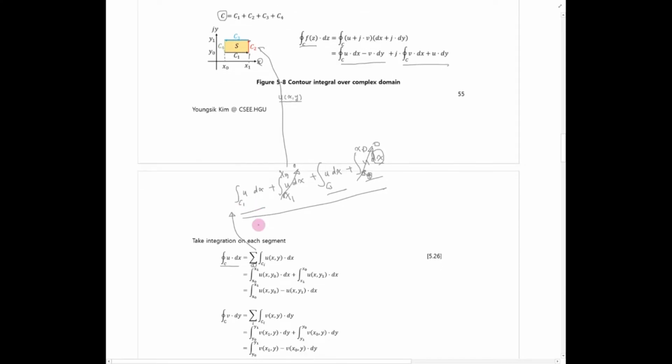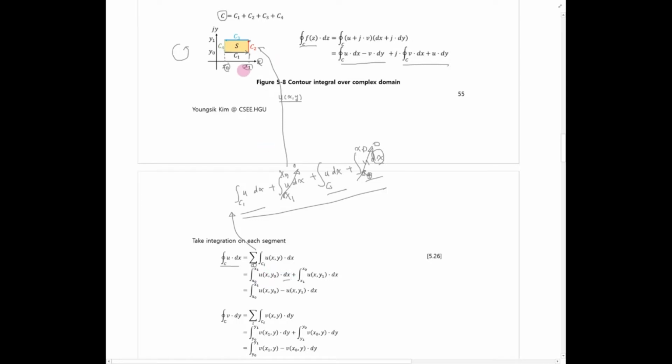So we would like to consider those two. They are shown here. The first segment, x changes from x0 to x1. We have to take the integration from x0 to x1 to follow the positive direction. Positive direction is counterclockwise. We have to take the integration in this direction, counterclockwise. So dx changes from x0 to x1, with u(x, y), and on this segment y is always y0. So we can take the integration in this way.